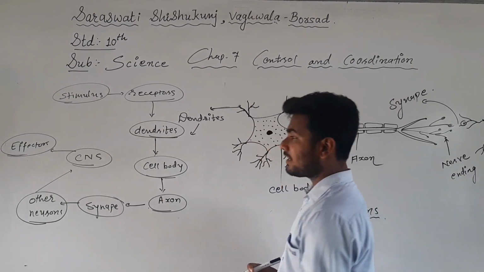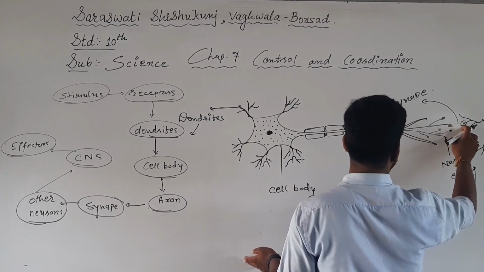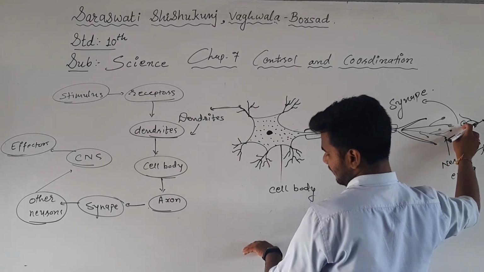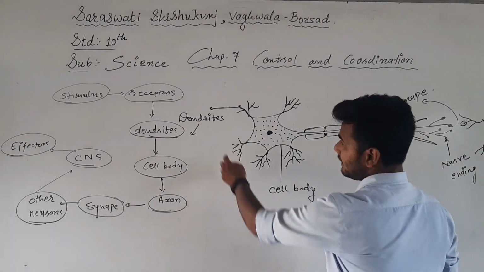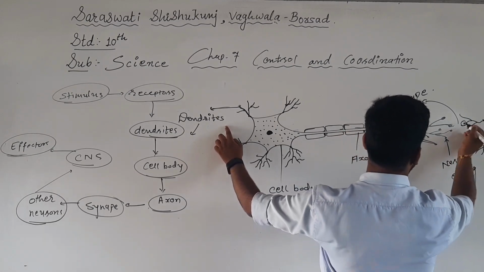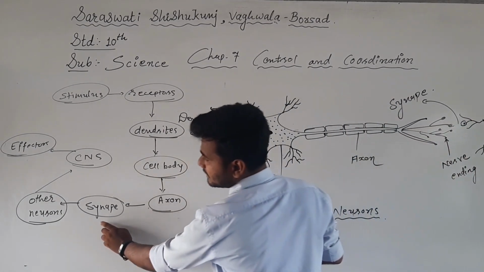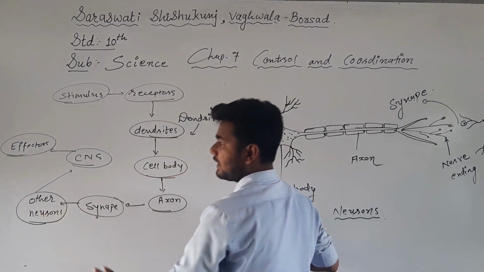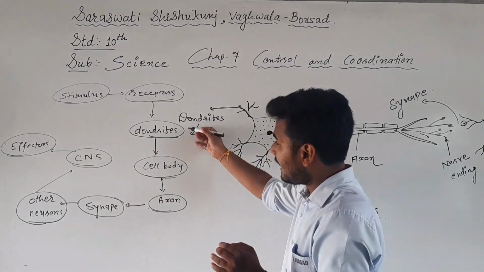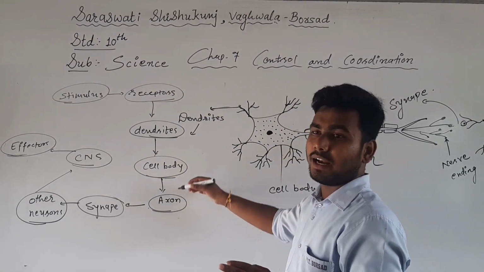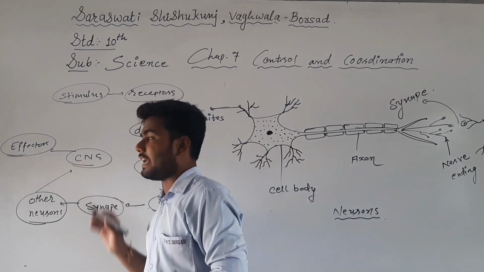right? So that neurotransmitter will get connected with the dendrites of the next nerve cell, right? So it will get connected with the dendrites of another neuron. Okay, so from the synapse it will move to another neuron, then in that neuron it will go to the dendrites, then again the cell body, then the axon. Right, this way that message will go to our CNS.